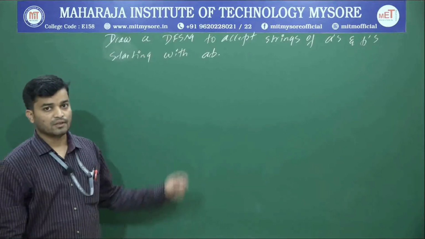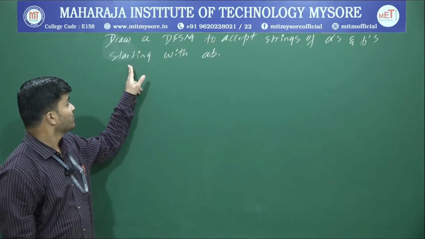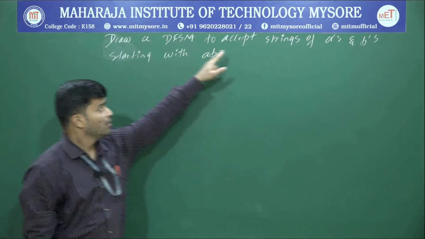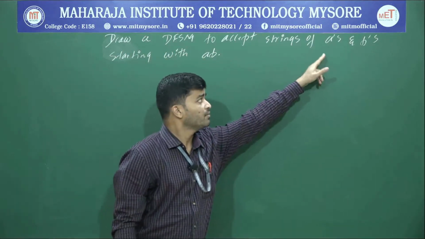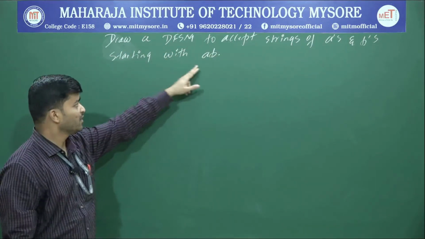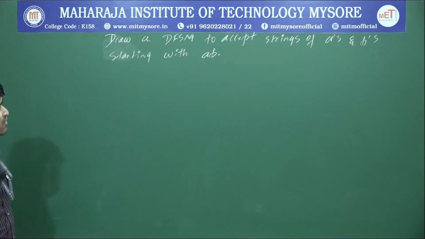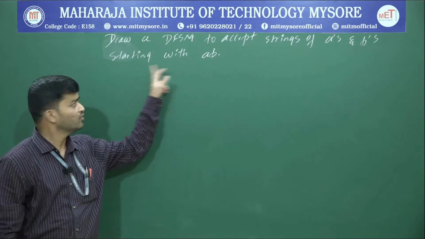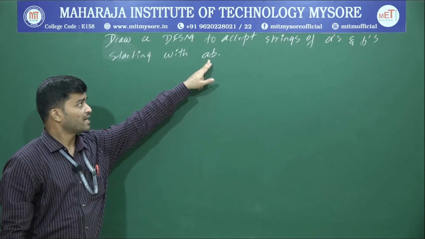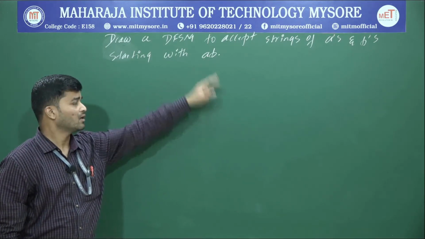Yeah, okay, I'll continue with the next problem in DFA. That is to draw a DFSM to accept strings of A's and B's starting with AB. So you have to construct a DFSM or DFA to accept strings of A's and B's starting with AB. The string should start with AB. That's the requirement.